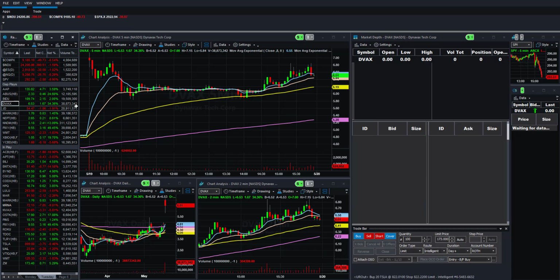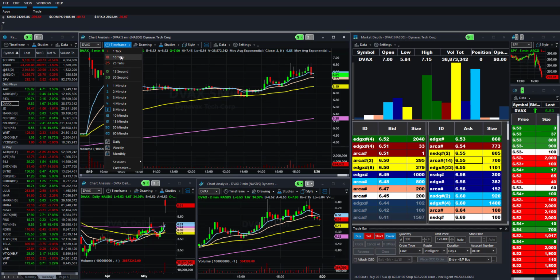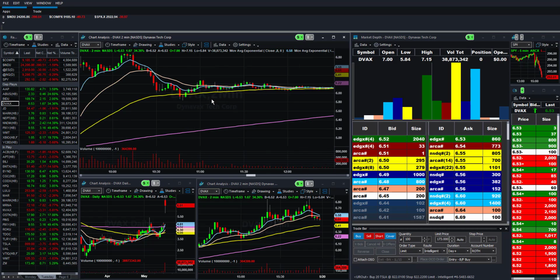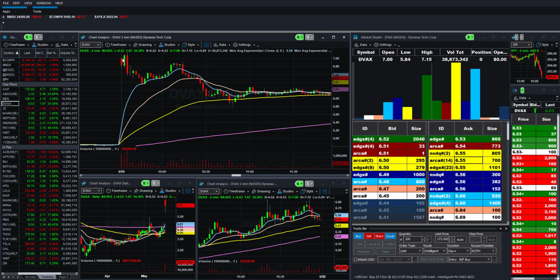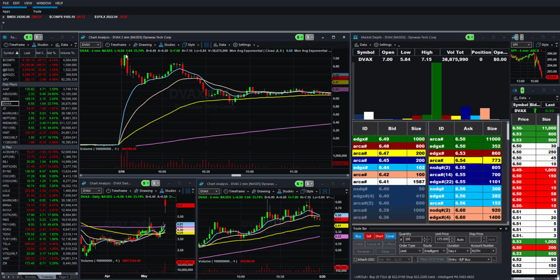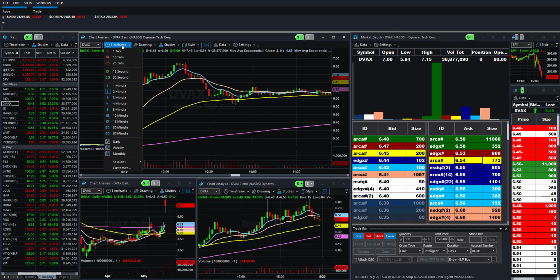So I started off with this DVAX trade. I can't really tell here. But if we go to a two-minute, I took the opening price break here on this two-minute. And fortunately for me, I got out right when it went up. And it was like a small gain. It went to 7 to 7.15, so I got 15 cents on it. And then it just fell off the rest of the day.